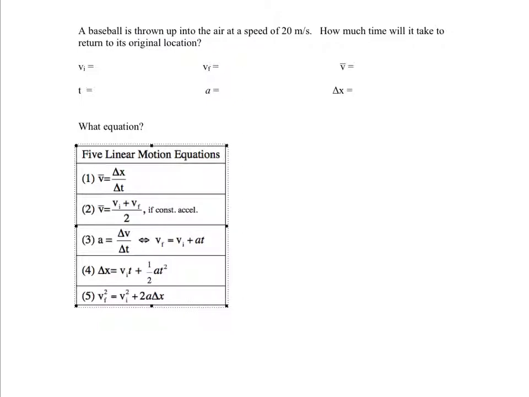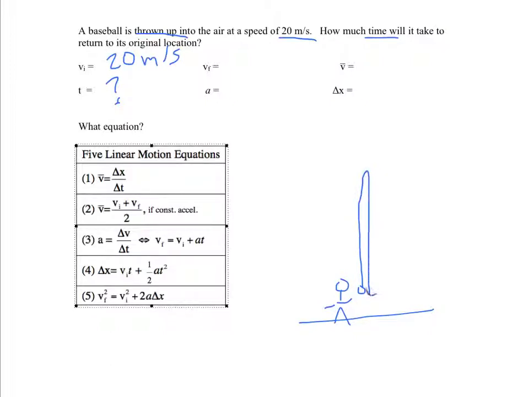Alright, here's another problem. Same thing, we're going to identify what we know in this situation. A baseball is thrown up into the air at a speed of 20 meters per second. So this is not being dropped. So VI is 20 meters per second. We want to know how much time, so we're looking for t, that's unknown, will it take to return to its original location. So if we're here on the ground and we throw a baseball up in the air, it's going to return to its original location.